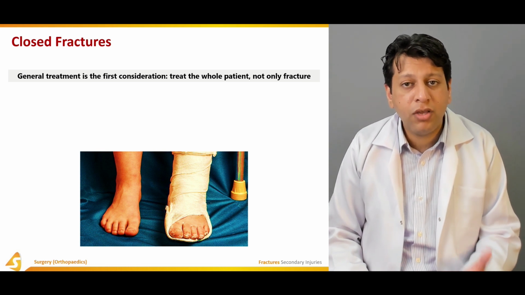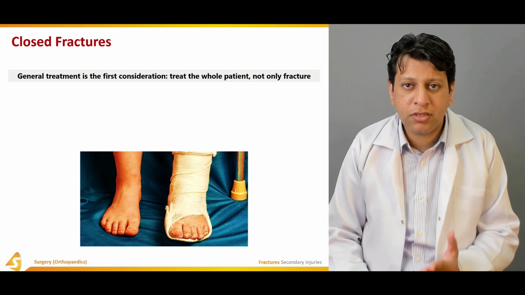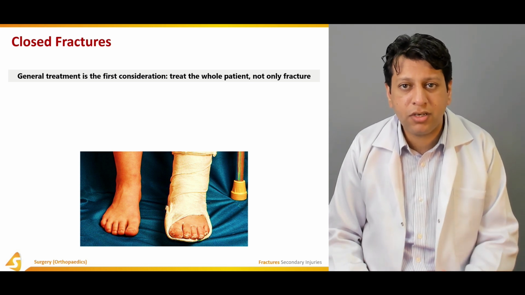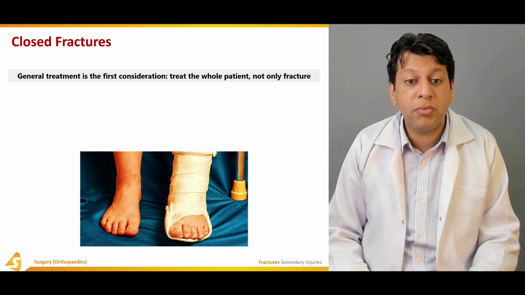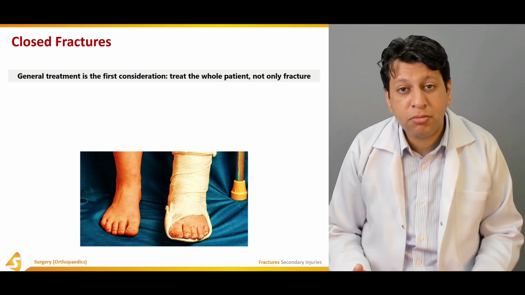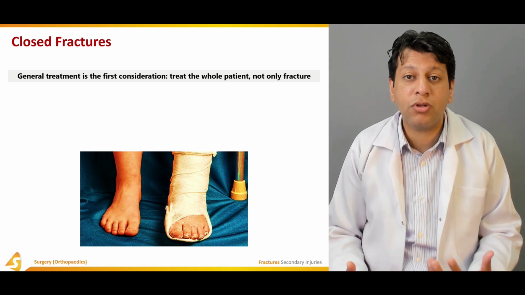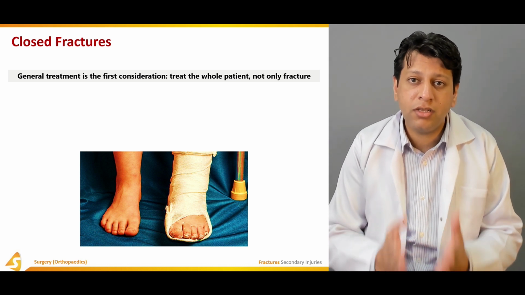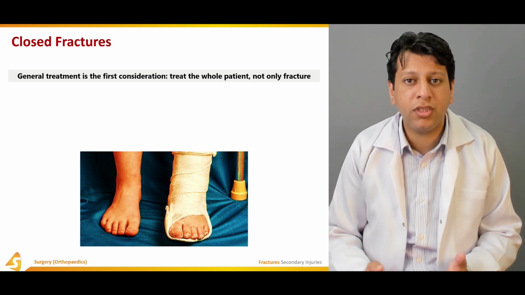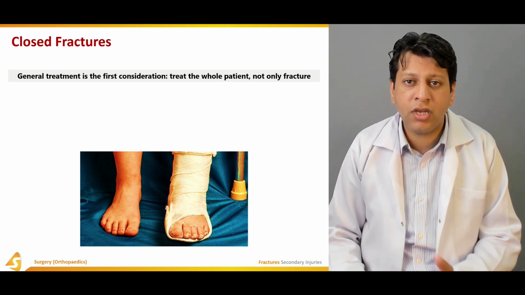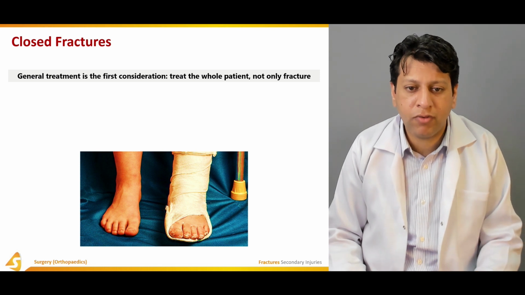Only once the primary survey is done and the patient is considered stable and we have done the secondary survey and we know this is the only problem we have, only then. But if there are other associated problems, for example, the patient is having a pneumothorax or a hemothorax, then these are the life-threatening injuries. They need to be dealt with first before dealing with, let's say, a shaft of femur fracture or shaft of tibia fracture.